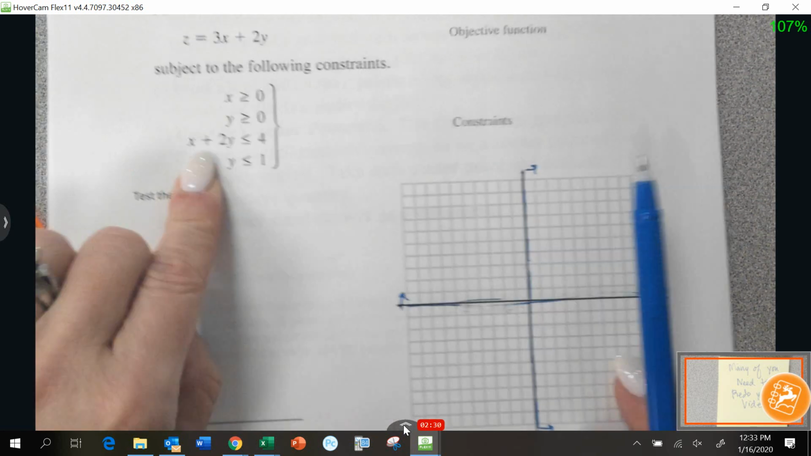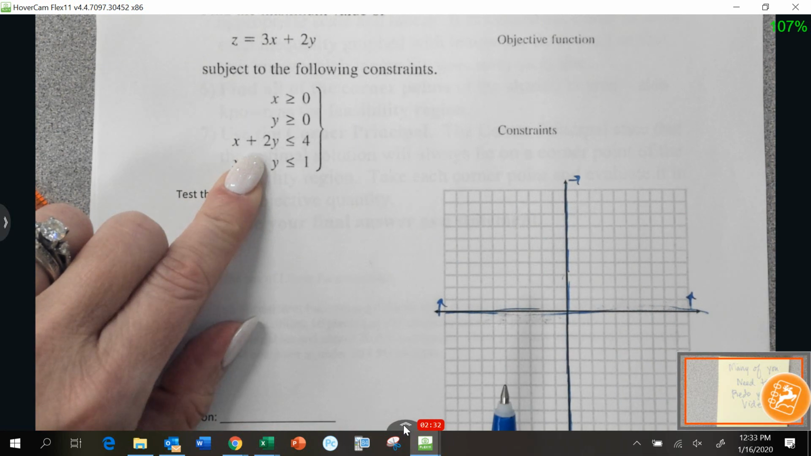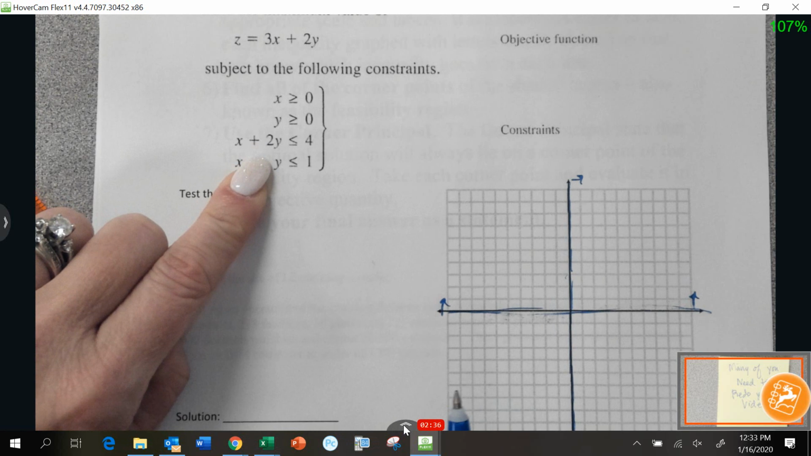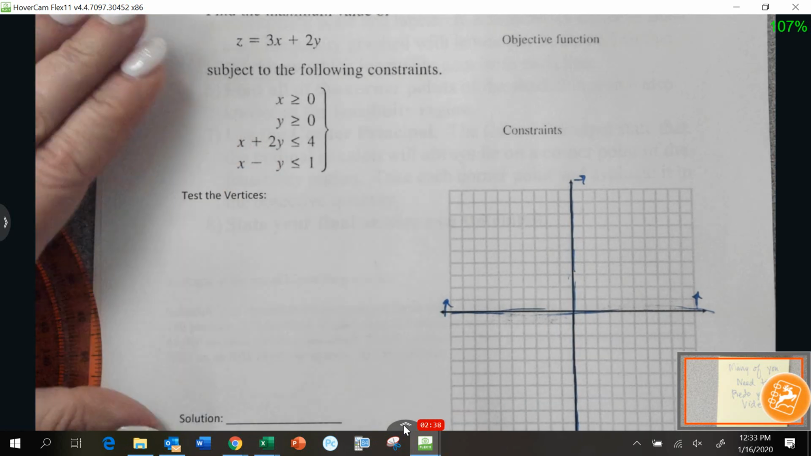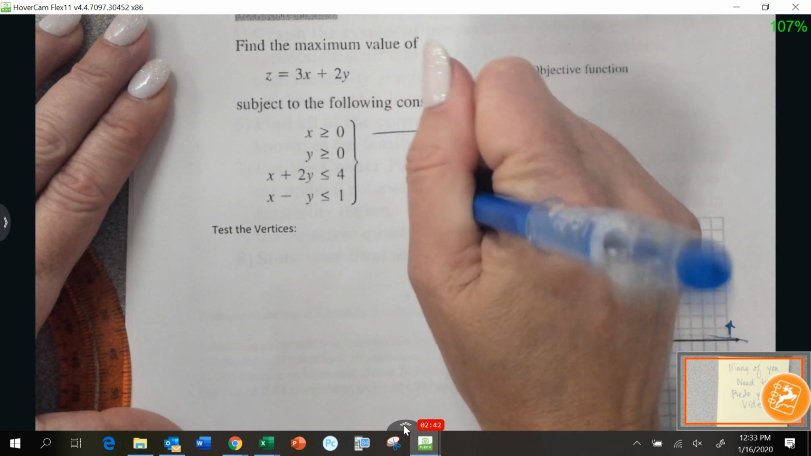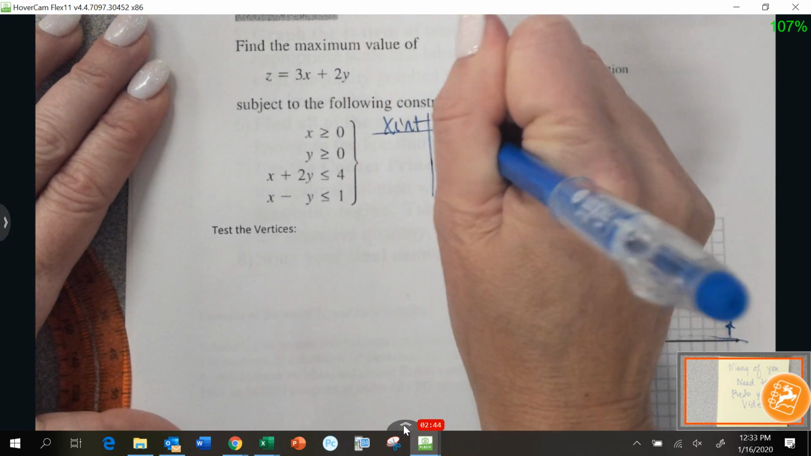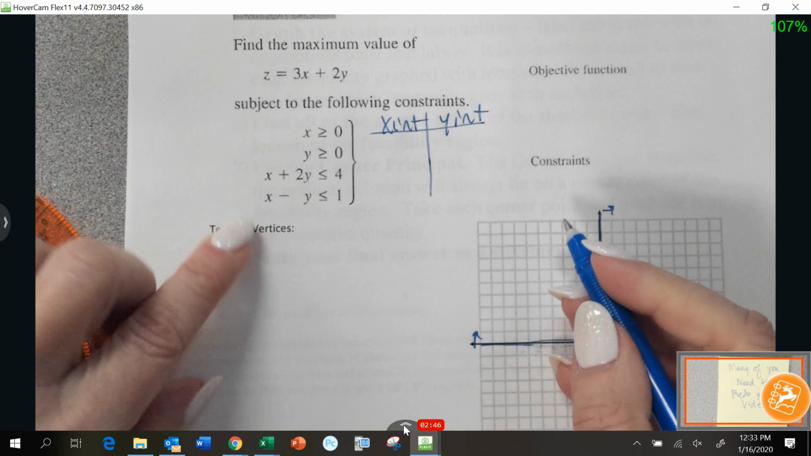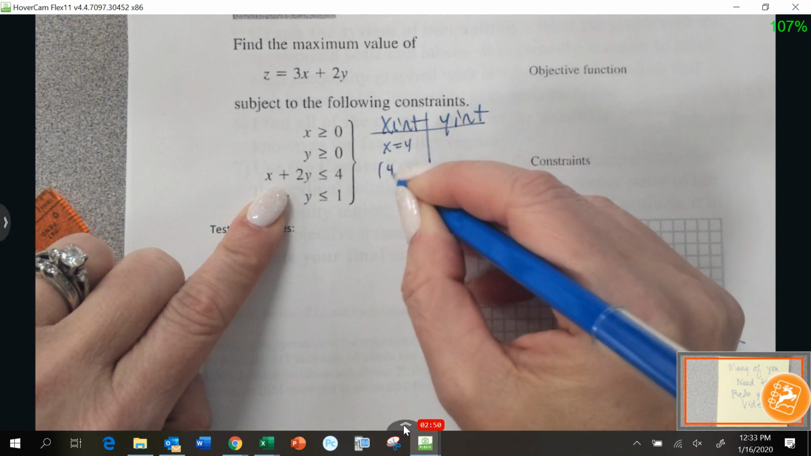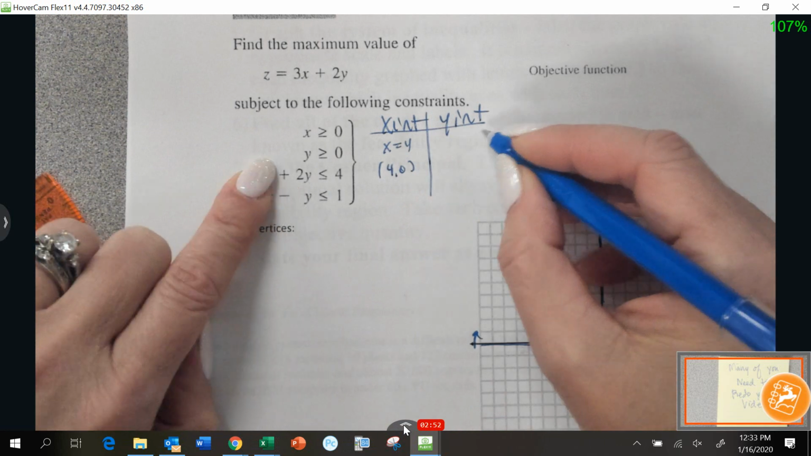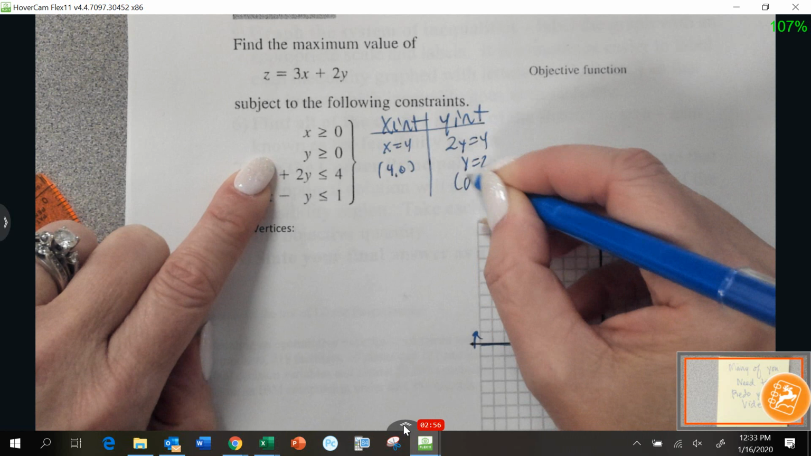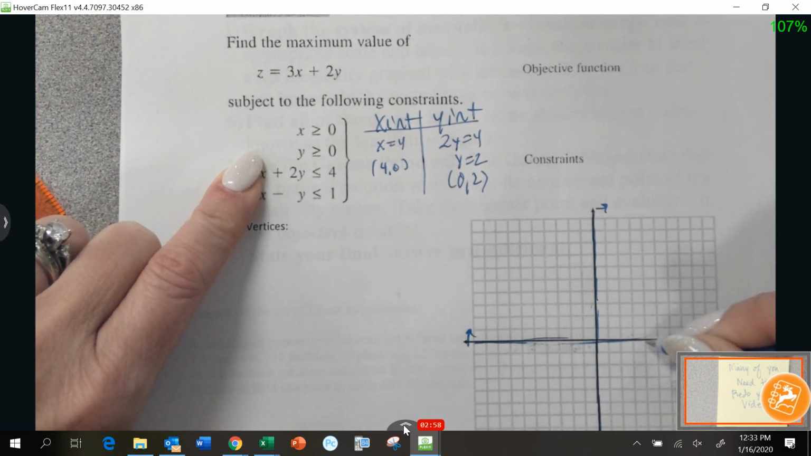We've got a third constraint: x plus 2y less than or equal to 4. You can either change that into y equals mx plus b form, or we can do x and y intercepts. I'm going to do x and y intercepts. My x-intercept, if I take out y, I'm going to get x equals 4. So 4, 0. My y-intercept, if I take out x, I'll get 2y equals 4. So y is 2, 0, 2. Plot those.